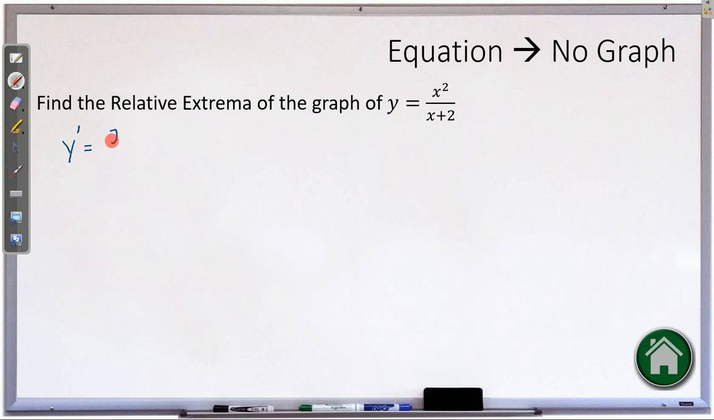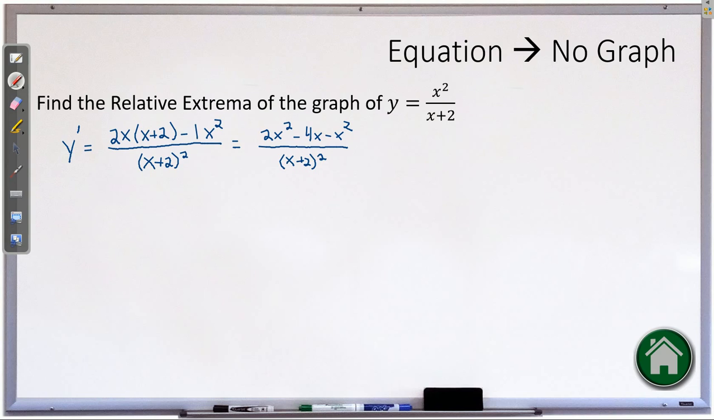So the derivative of the first times the second, minus the derivative of the second times the first, all over the bottom squared. Let's see, what are we going to get on the top? 2x squared minus 4x minus x squared, over x plus 2 squared.